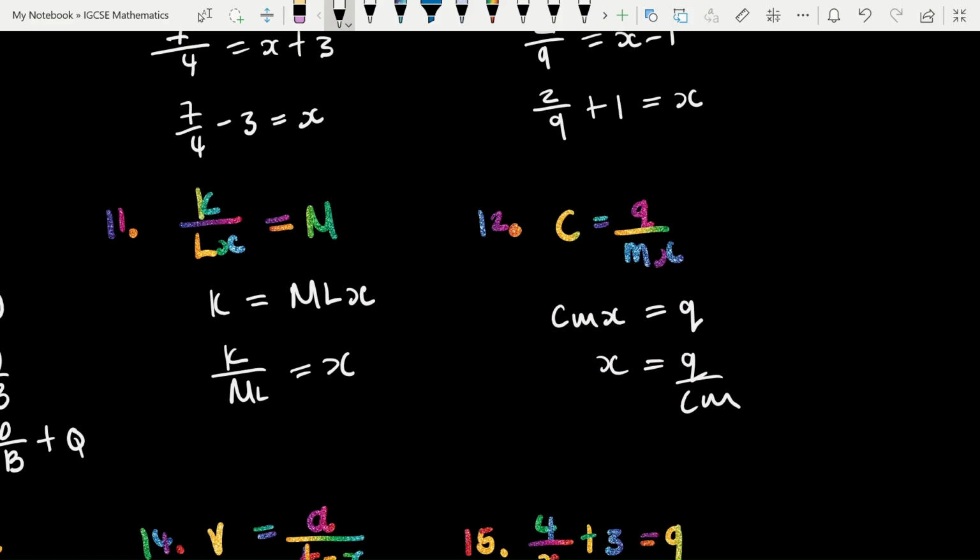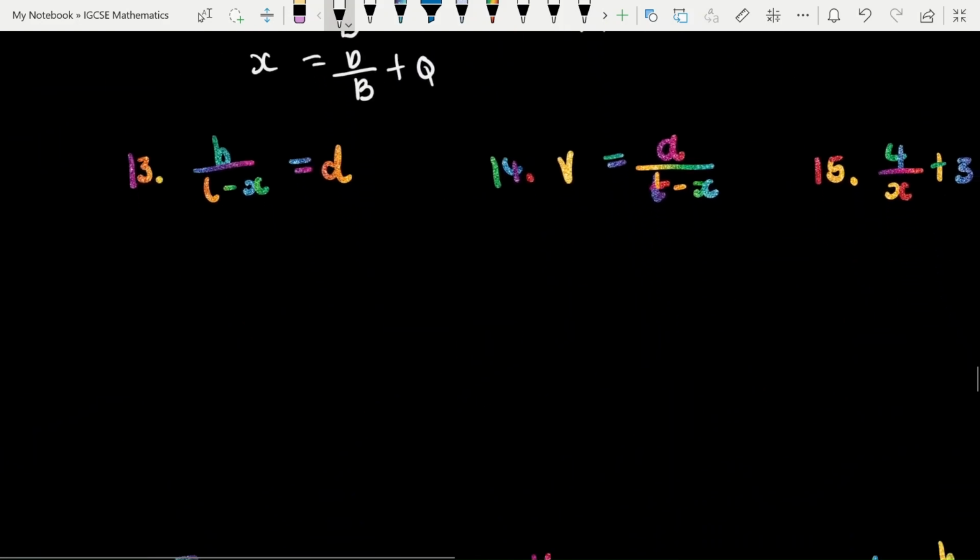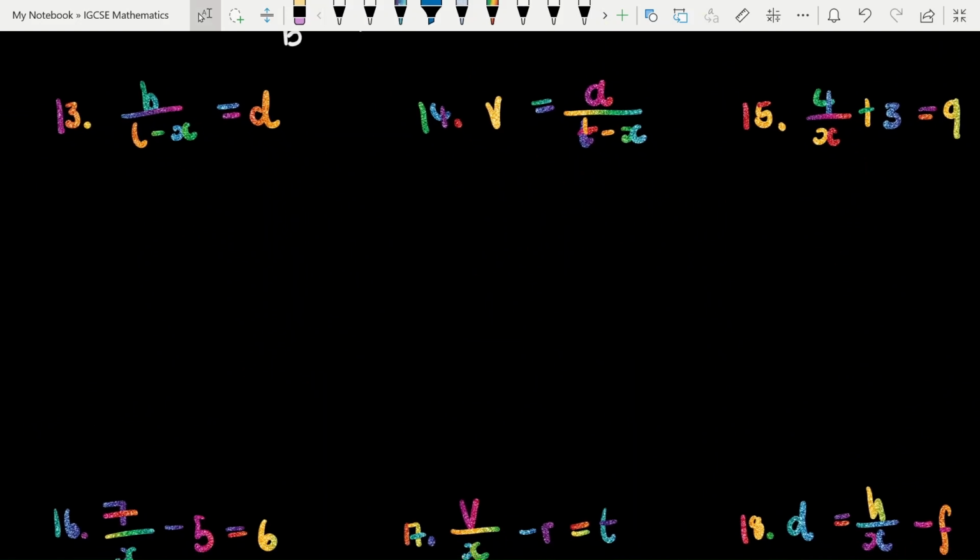Okay? Now we keep going. Number 13. B over L minus X is equal to D. I have to break the fraction because my X is in a fraction. I don't even have to think too much. By now you should be able to notice it. So I break my fraction by taking the denominator to the other side. So B is equal to D, and D was there. Now L minus X is coming to multiply that. It's coming together. Then I have to make X the subject.